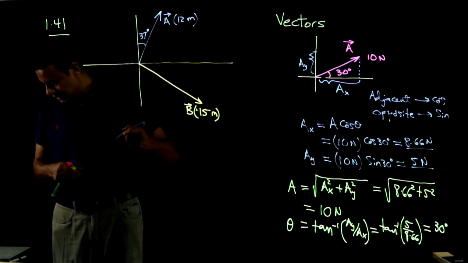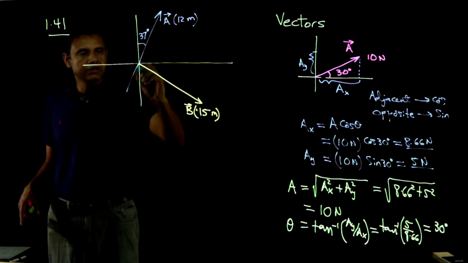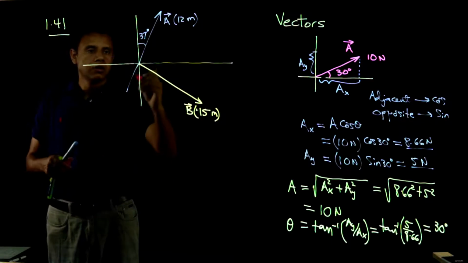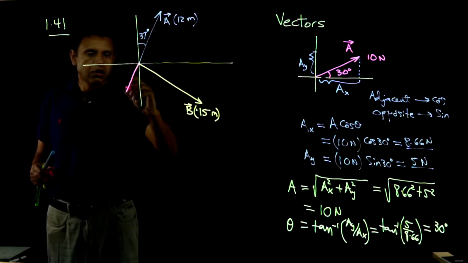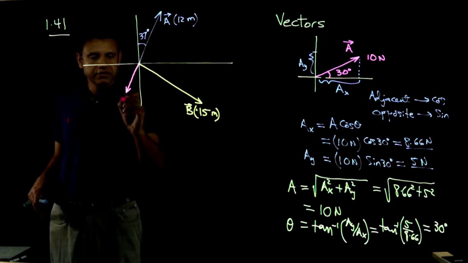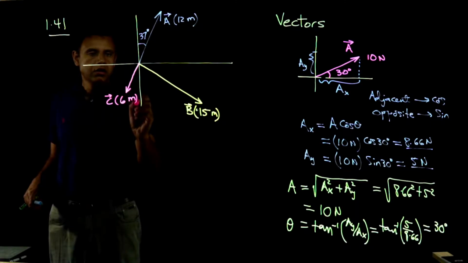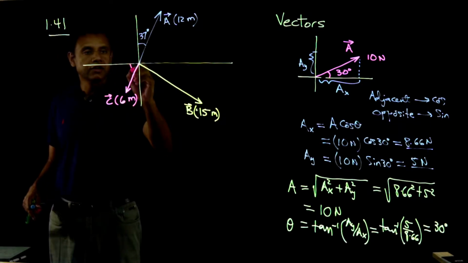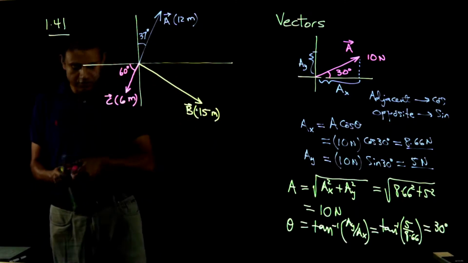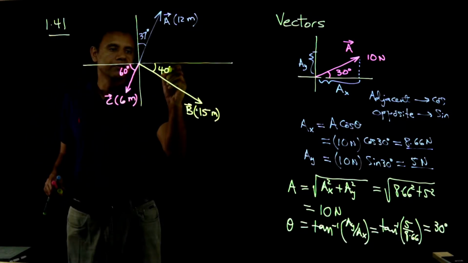And let's see, C is 60 degrees from the x-axis. So maybe something like this. Let me use a slightly different color. And that's only 6 meters, so half of this. Okay, so 6 meters, and that's C. And it is at 60 degrees here. So that's 60 degrees, and this one is 40 degrees. Okay, so this is 40 degrees.